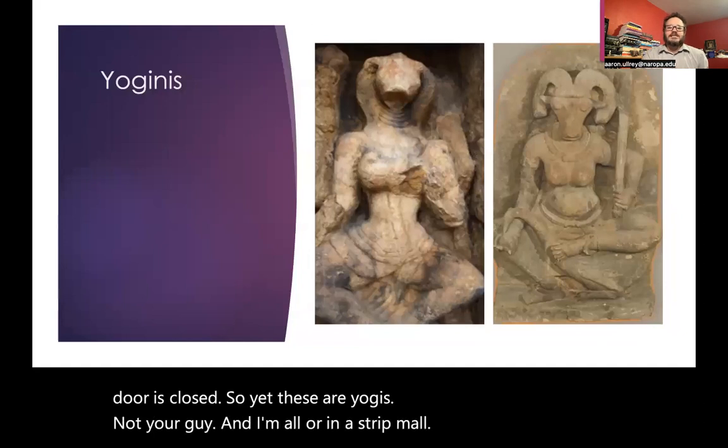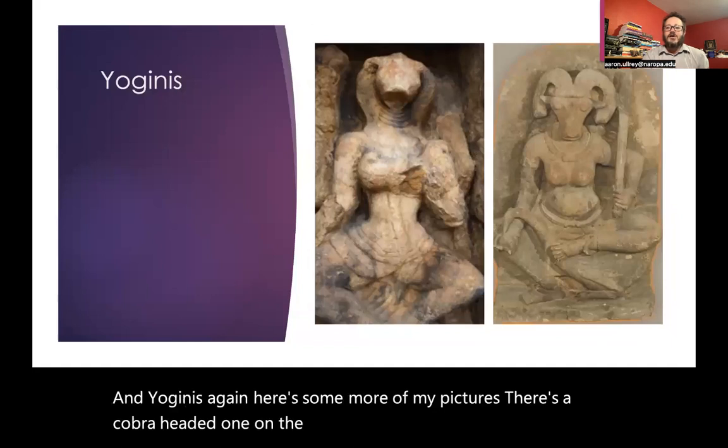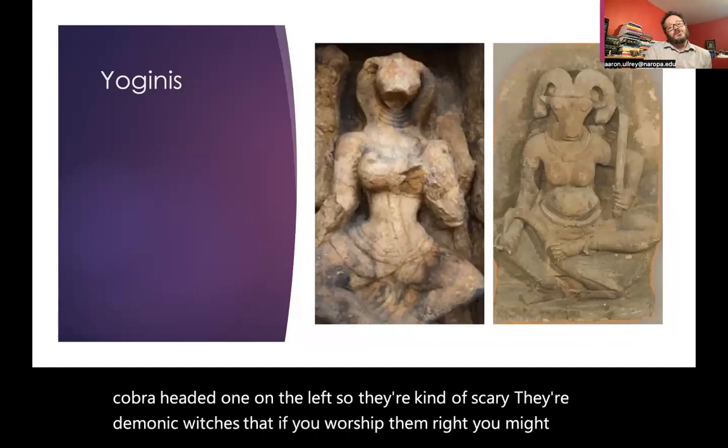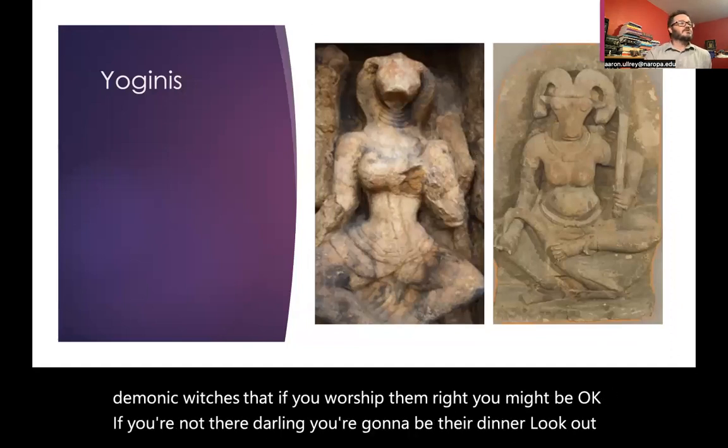And yoginis, again, here's some more of my pictures. There's a cobra-headed one on the left. So they're kind of scary. They're demonic witches that if you worship them right, you might be okay. If you're not their darling, you're going to be their dinner. Look out. We'll get more into this when we get into Tantra.